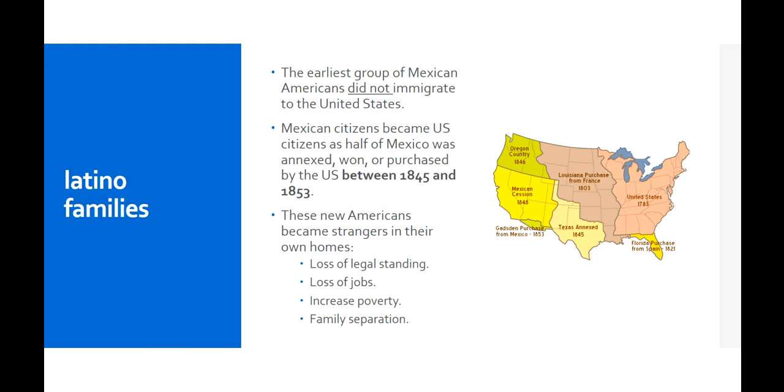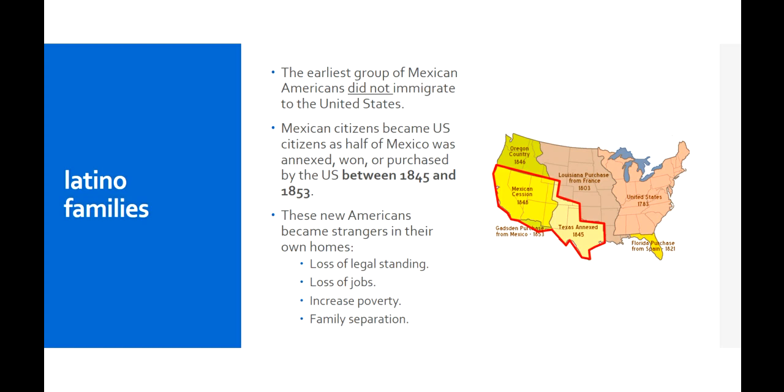between 1845 and 1853. And to give you a clear picture of what that is, everything within the red was part of Mexico until 1853. And so that was not an uninhabited wild wasteland. I mean, people lived there. There were cities, there were communities, there were people doing their thing, and they were Mexicans because Mexico owned that land. And so suddenly, between 1845 and 1853, these new Americans became strangers in their own homes, in homes that maybe they'd inhabited for generations.